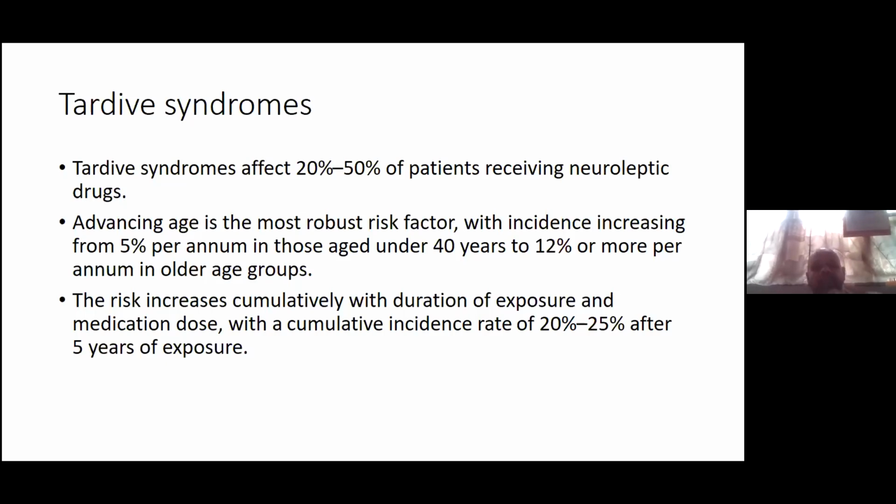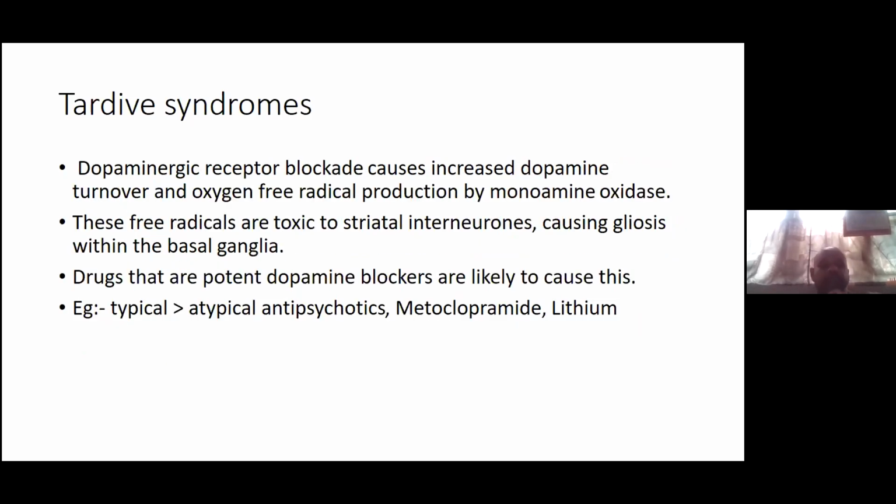And you can have a cumulative incidence of approximately 25% after 5 years of exposure. Commonly seen with drugs that block the dopaminergic receptors, and often the pathophysiology involves increased dopamine turnover and formation of oxygen free radicals as a result of the monoamine oxidase enzymes, and these free radicals are toxic generally to the striatum, causing gliosis within the basal ganglia.